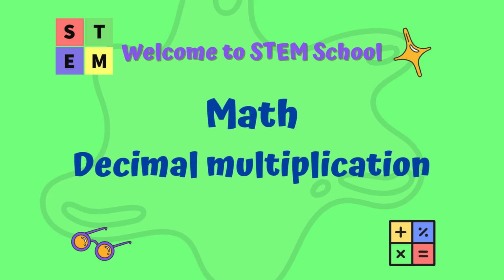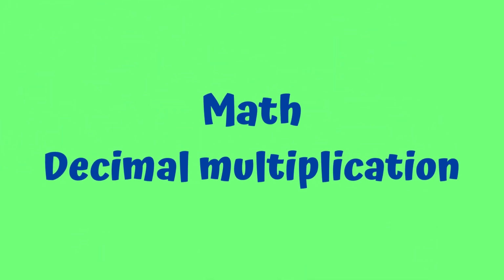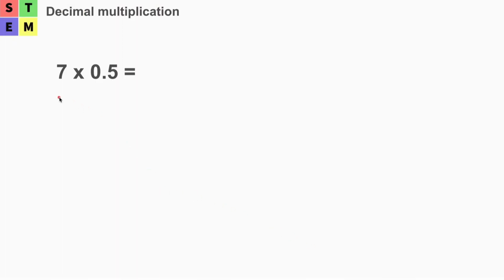In this lesson, we are going to teach decimal multiplication. Let's take a look at our first example here. We have 7 times 0.5. How can we calculate this?